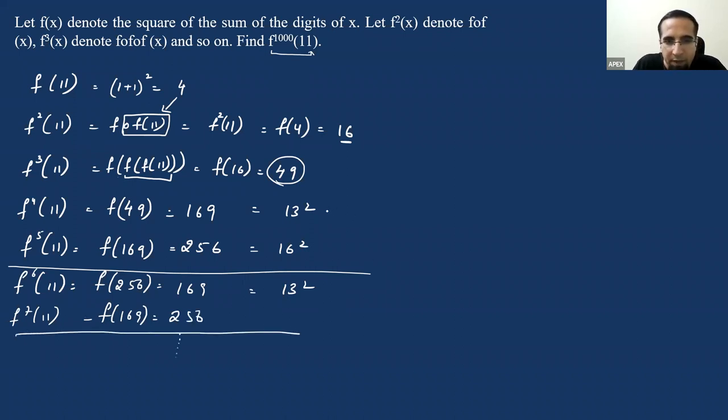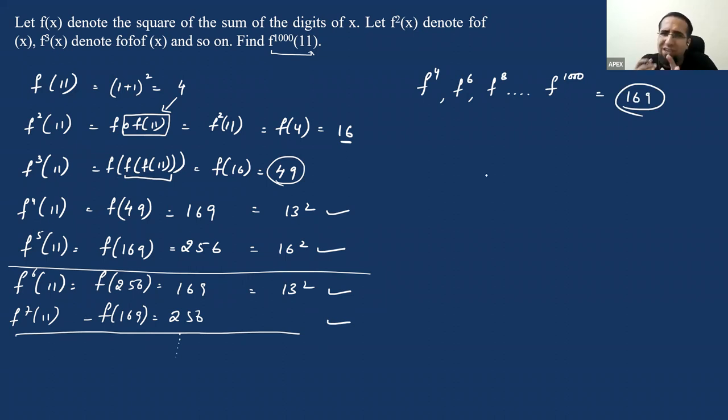So if you observe, f4 is equal to 169, f5 is equal to 256, f6 is equal to 169, f7 is equal to 256. So what is happening? F4, f6, f8, all these are even powers, right? So f1000 will also be this value, which is equal to 169. So all you have to do is understand what is happening in the previous ones. So find a trend. The minute the trend starts, we stop solving it from there, and then we start identifying what is the game. And therefore, this game here tells that 169 is going to be my final value altogether.